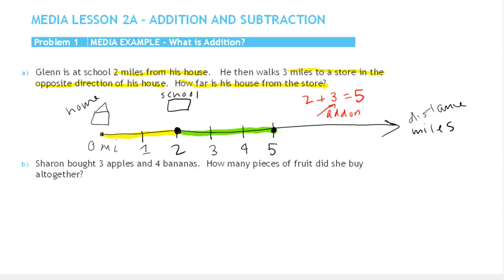Now let's look at the next one. So let's highlight important information again. Sharon bought 3 apples and 4 bananas. How many pieces of fruit did she buy altogether? So let's look at this. So 3 apples. I'm a very good apple drawer. 3 apples and 4 bananas.